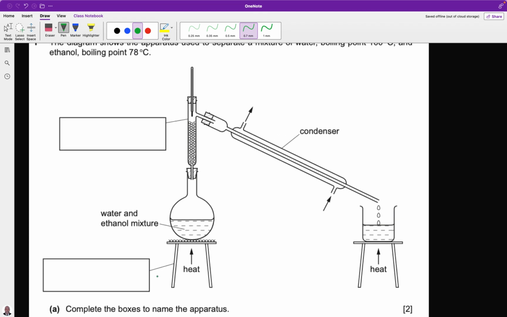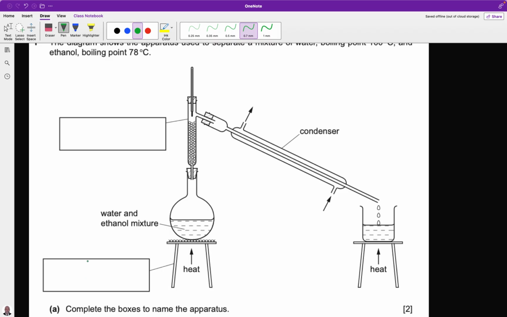Okay, part A, we start from here. The first one here is called the fractionating column. Then the second one here is called the tripod, where you stand the round bottom flask. This is the tripod. Once more, this is the fractionating column. Put in this space fractionating column. Come below here, put here tripod.